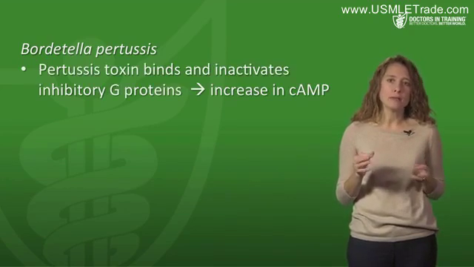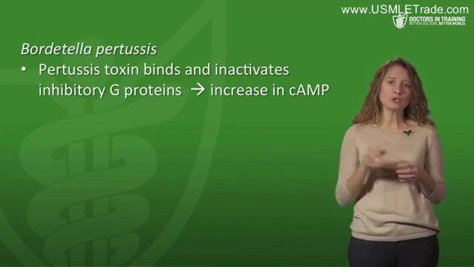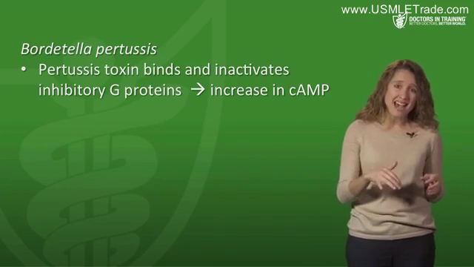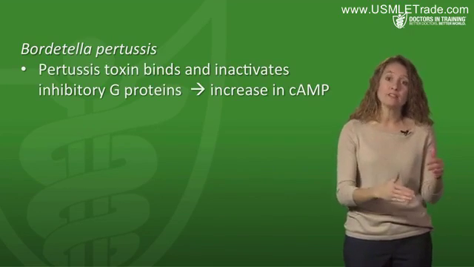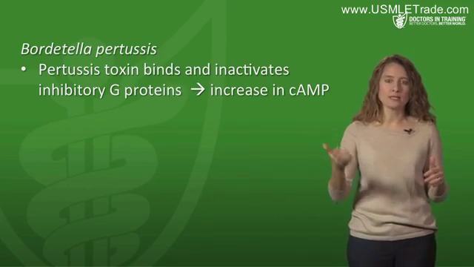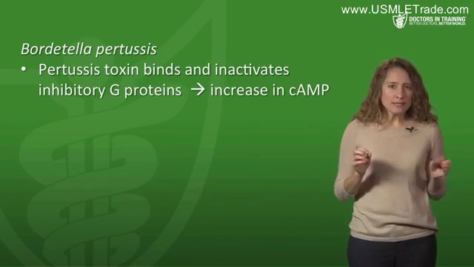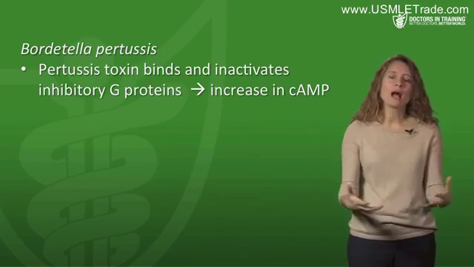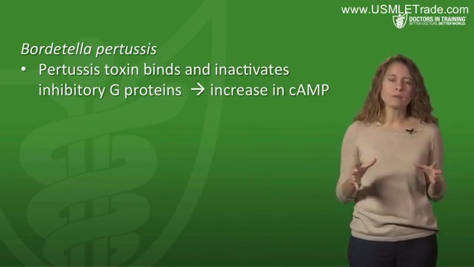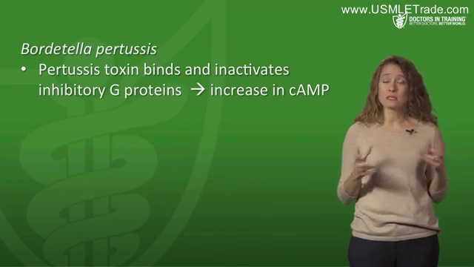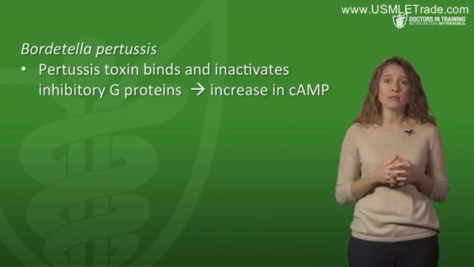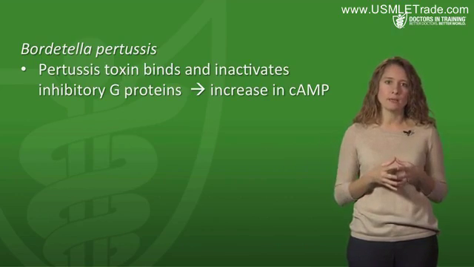All right, now Bordetella pertussis. Bordetella pertussis causes pertussis and uses a different mechanism to accomplish a rise in cyclic AMP. Bordetella pertussis makes pertussis toxin, which binds to inhibitory G proteins and inactivates them. By blocking the activity of the inhibitor, there's an increase in cyclic AMP. Do you see a pattern here? Again, we're seeing this rise in cyclic AMP, and as you might expect, the structure of pertussis toxin is similar to the other bacterial toxins that we've talked about that also increase cyclic AMP.